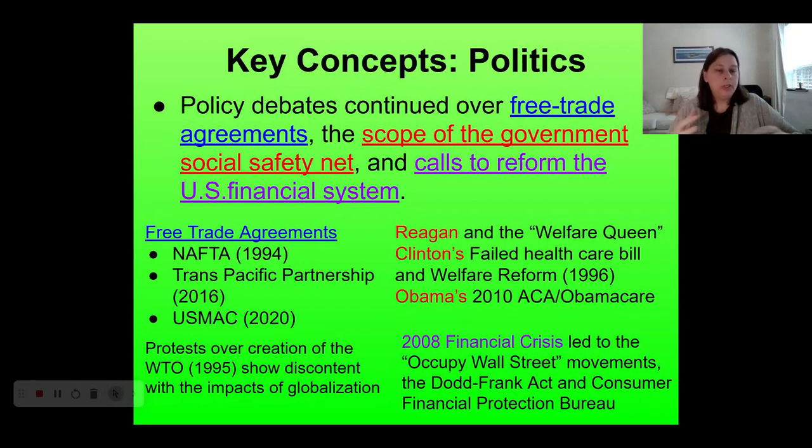So globalization is something that's, I would say, realigning American politics, right, and shifting where constituencies fall. In particular, it's going to have a big role in moving blue collar factory workers out of the Democratic Party and into the Republican Party increasingly as the 90s and 2000s go on. So that's free trade agreements.